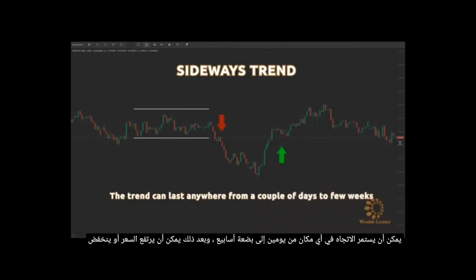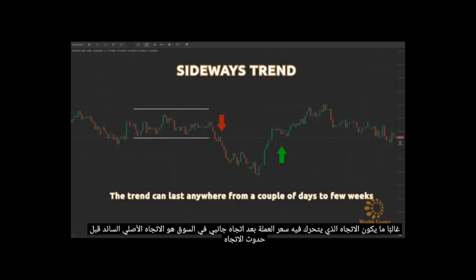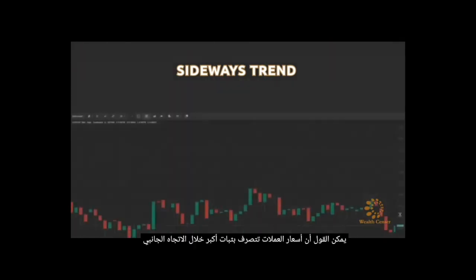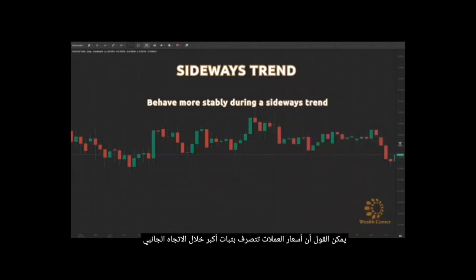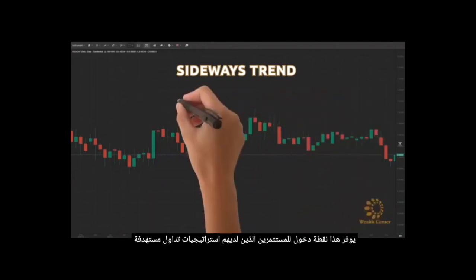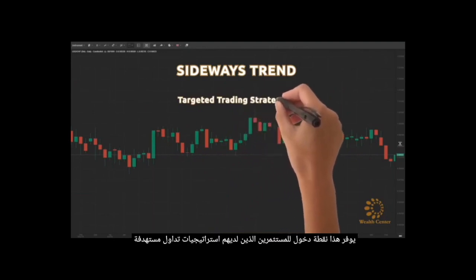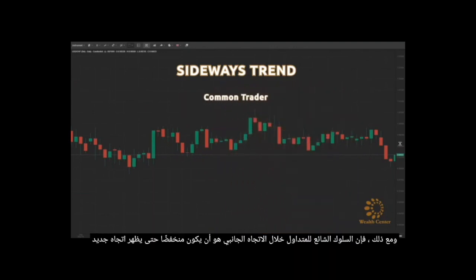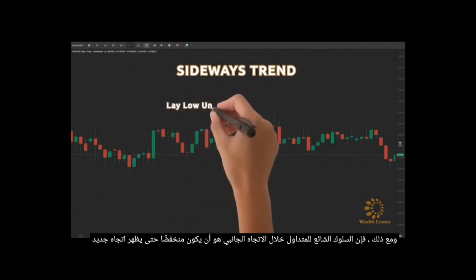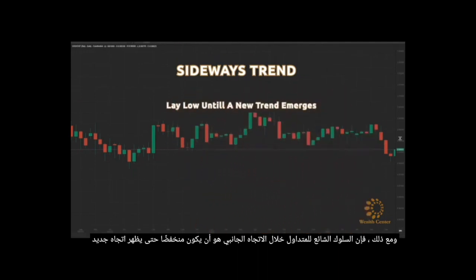or drop off. The direction in which a currency price moves after a sideways trend in the market is most often the original direction prevalent before the trend occurred. Currency prices can be said to behave more stably during a sideways trend. This offers an entry point for investors with targeted trading strategies. However, the common trader behavior during a sideways trend is to lay low until a new trend emerges.